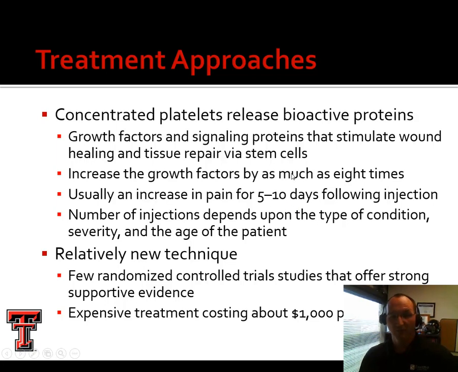Oftentimes pain will actually go up for a few days after the injection, and the number of injections depends on the type of condition, severity, and the age of the patient.